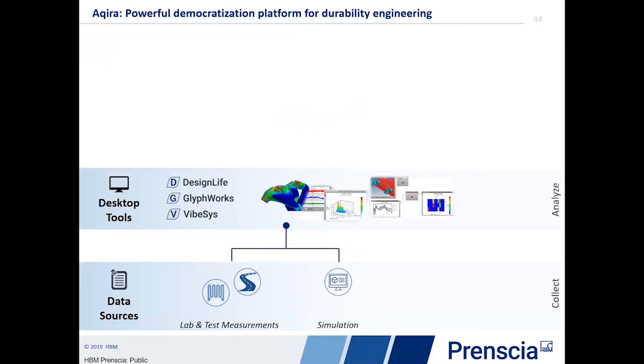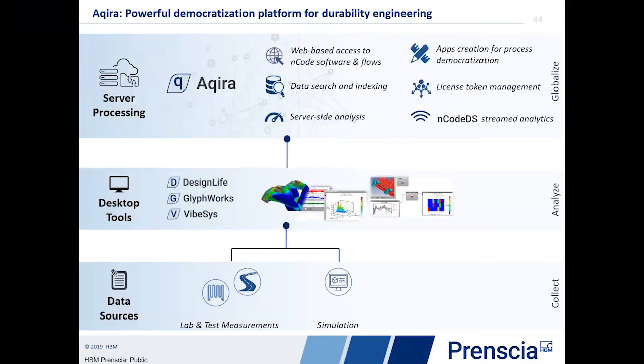Our users are already using our desktop tools like DesignLife, GlyphWorks, and VibeSys for combining that data, performing durability simulations. What Aqira does is take it to another level by enabling server processing whereby you can access that analysis directly over the web and manage version-controlled analysis processes. So it's the how, it's the managing of the processes.